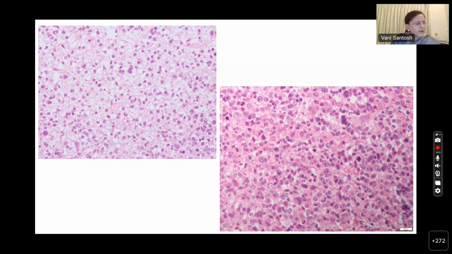That's good. So now, Siddhi, can you describe? We have some histology images. The lesion was subtotally resected, and this is how the lesion is. This is how the histology is.